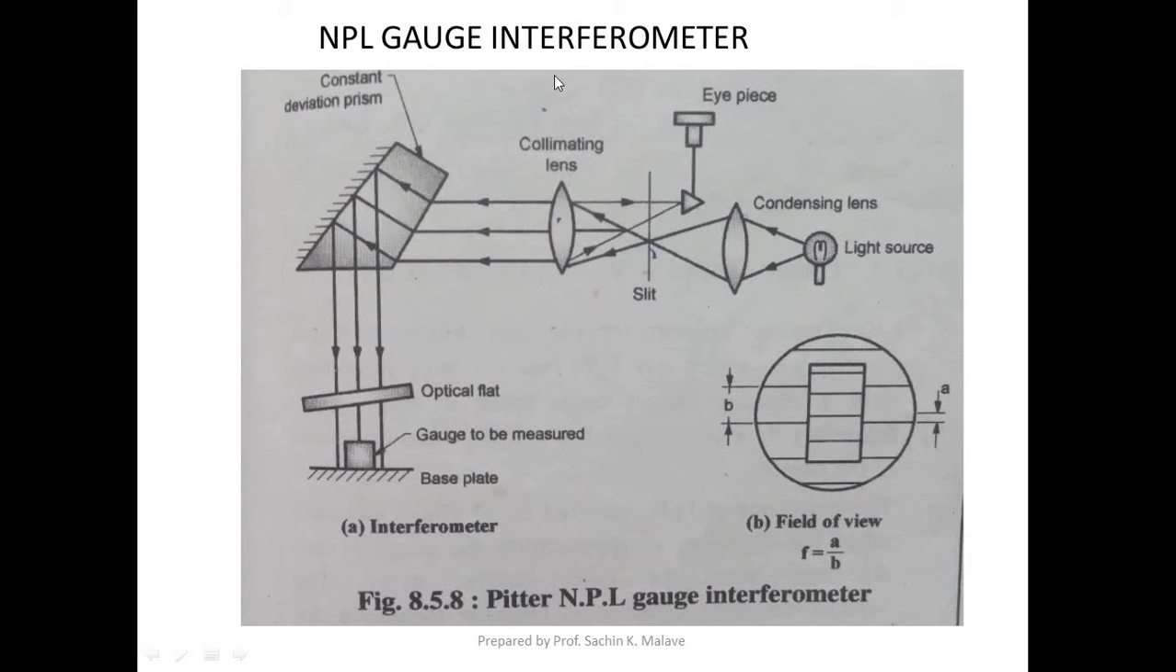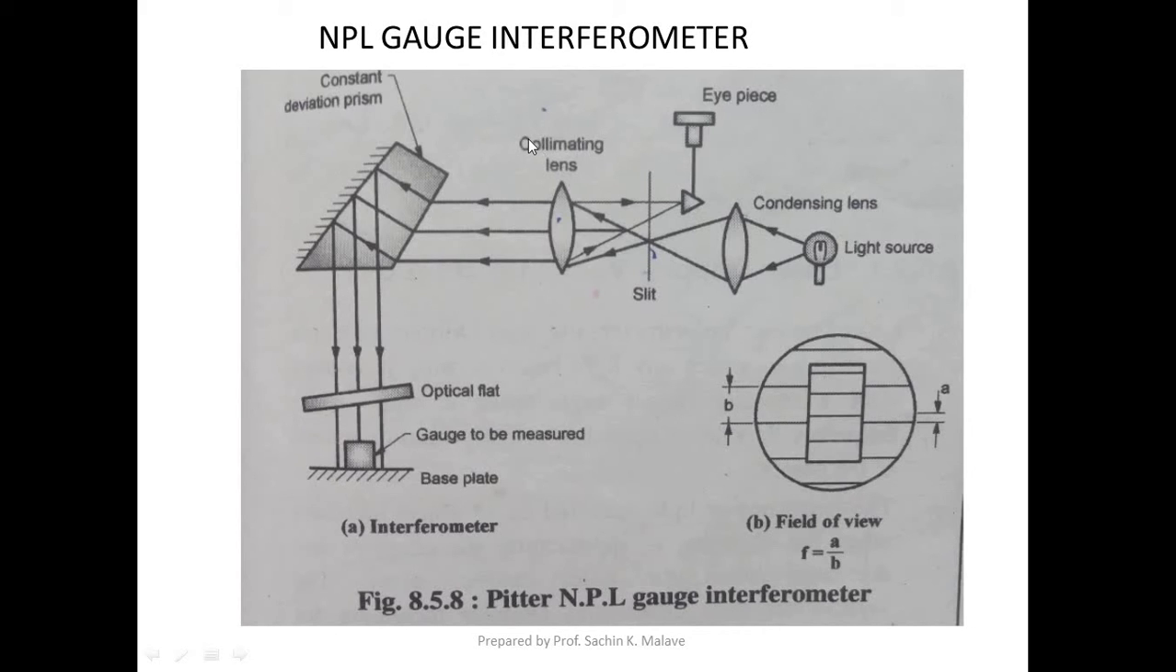Okay, now this is a Peter NPL gauge interferometer. It is used to find out the actual length of the gauge. Remember that, don't get confused between the flatness interferometer and the gauge length interferometer.